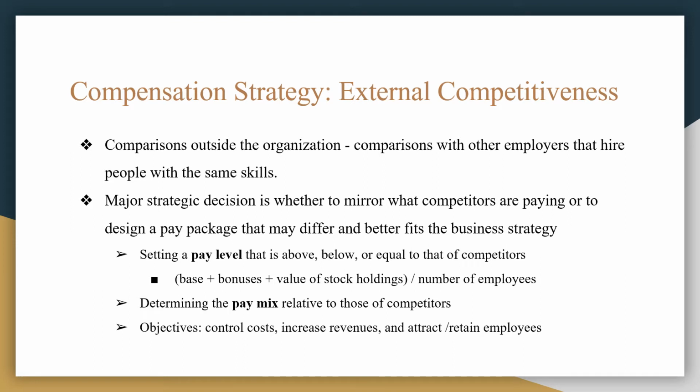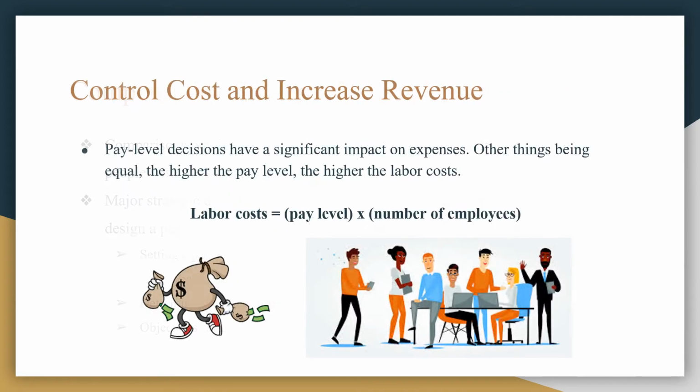There are two main objectives: to control cost with increased revenues, and to attract and retain employees. The higher the pay level, the higher the labor costs. Control cost and increase revenue. Pay level decisions have a significant impact on expenses. Other things being equal, the higher the pay, the higher the labor cost. In this equation, we can see that labor cost equals pay level times number of employees.